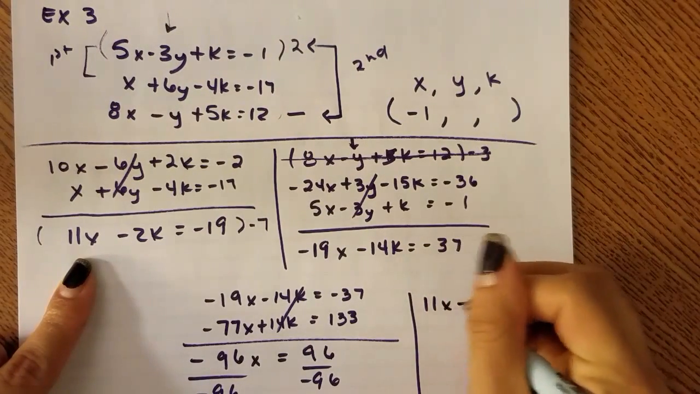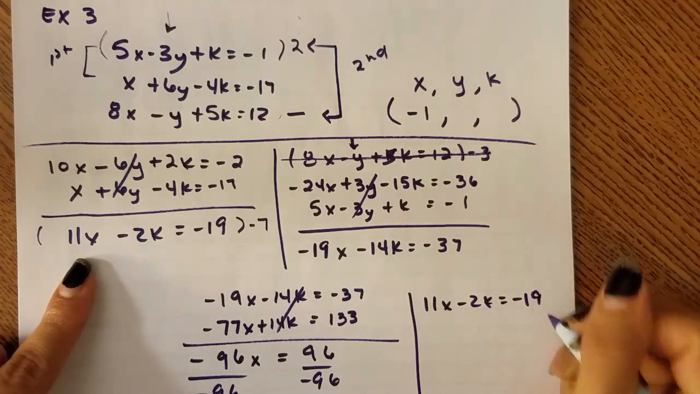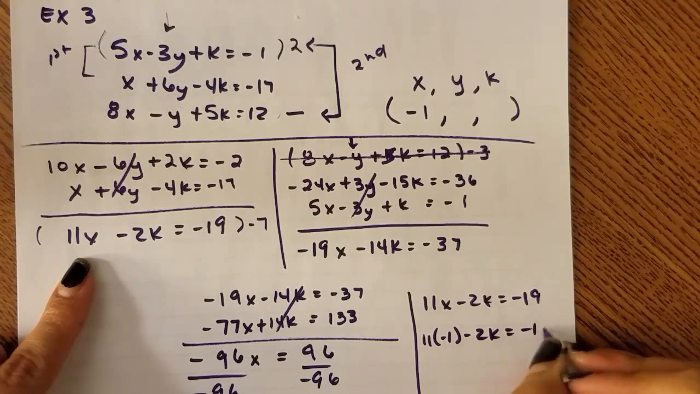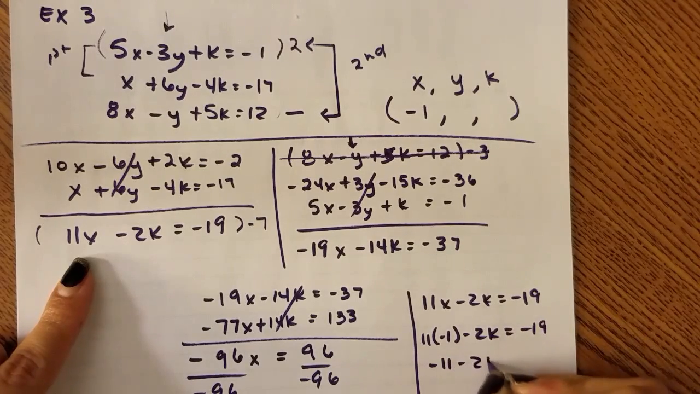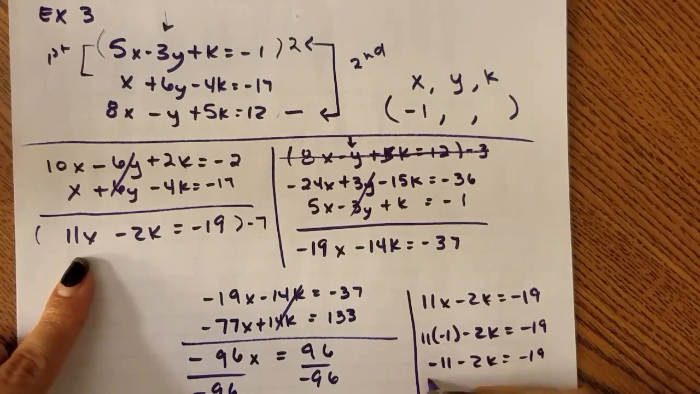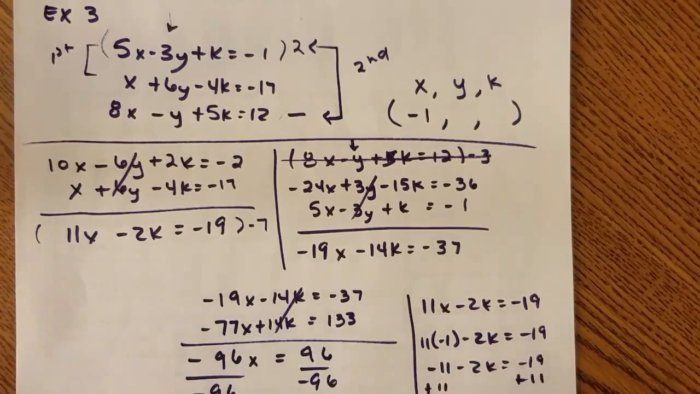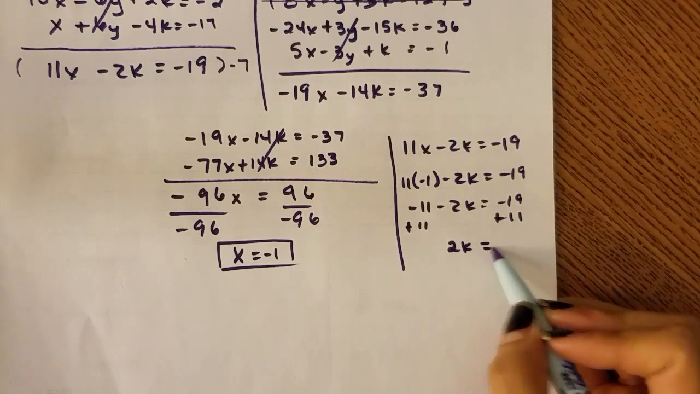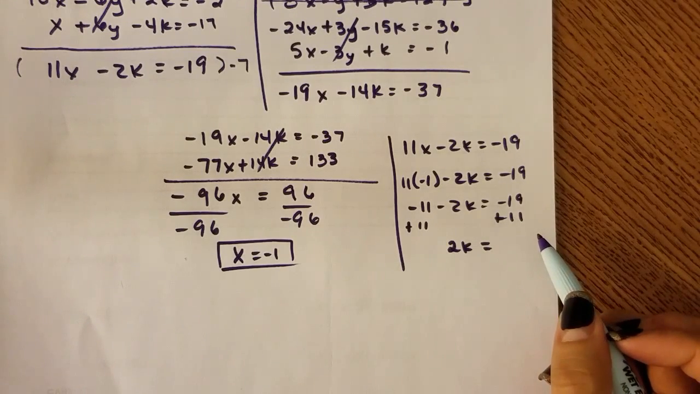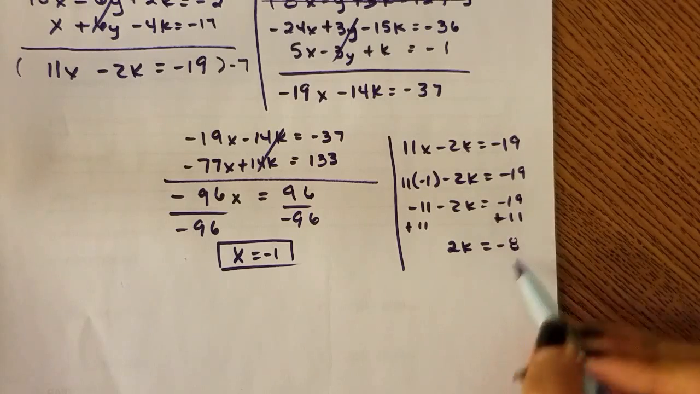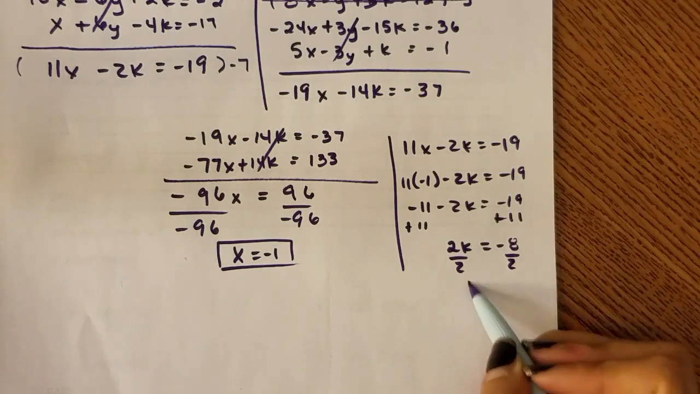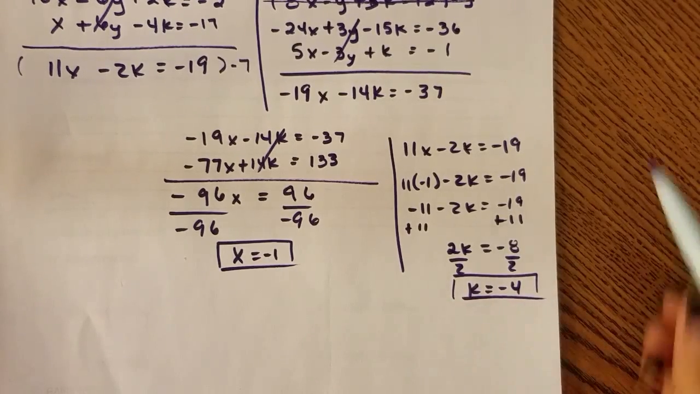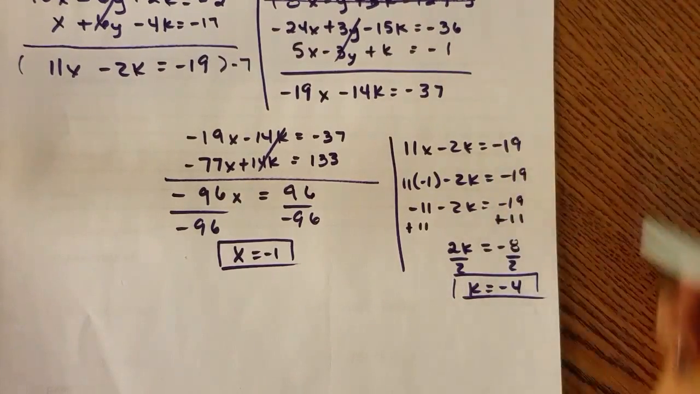So I have 11x minus 2k is equal to negative 19. 11 times negative 1 minus 2k. Negative 11 minus 2k. Add 11 to each side. 2k, oops, sorry guys, 2k is equal to negative 8. Divide both sides by 2. K is equal to negative 4. Okay? So now we have 2 of our variables, and we're almost done.